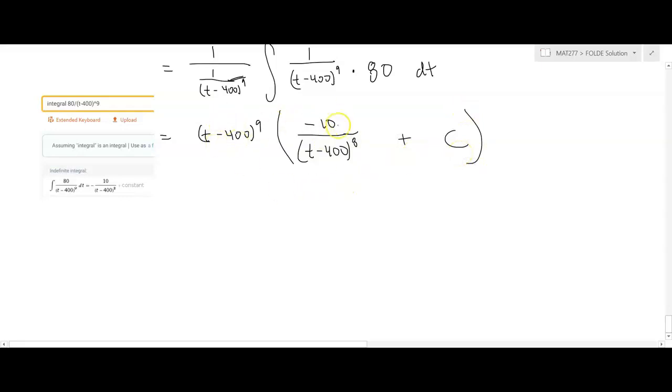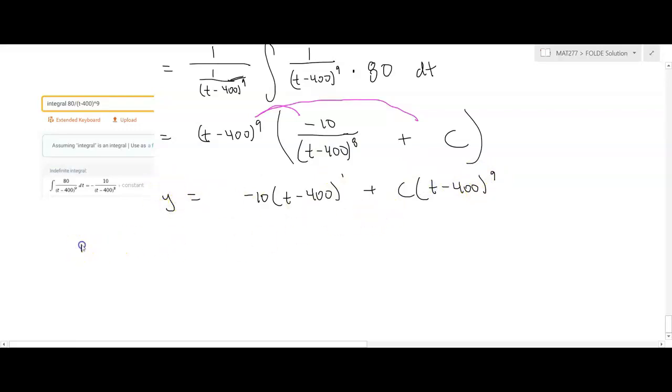All right, so now when we distribute this in, we have to be cautious to make sure we distribute into both terms within the parentheses. The first term will have t minus 400 to the ninth over t minus 400 to the 8th. And so the power of 9 and the power of 8 will cancel, and we'll just be left with negative 10 times t minus 400 to the first. So that 9 minus 8 is 1, and the 1 will end up in the numerator. Plus c times t minus 400 to the ninth. And here is our general solution.